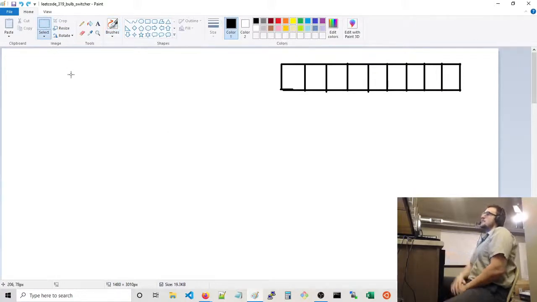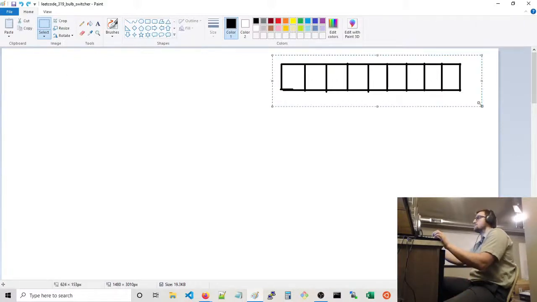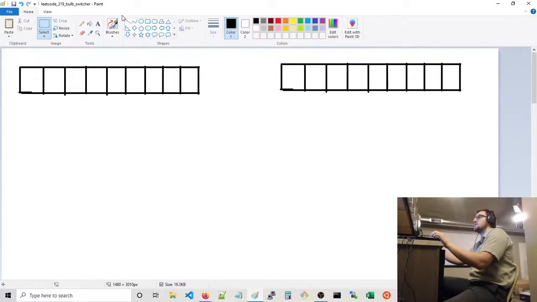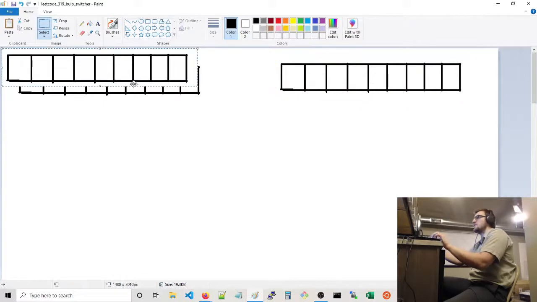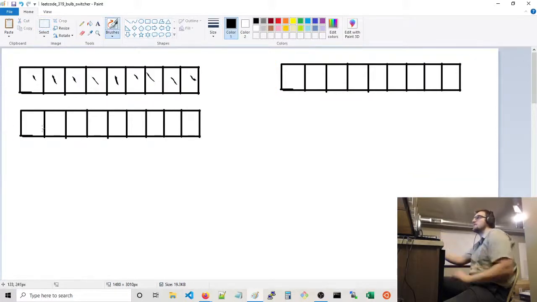Now what we want to do is, they're all on initially, right? So we'll just put a dot if they're on or off. All on, and then after the first round every other one you turn off. It's not half of them. 1, 2, 3, 4. And then every third one you toggle.